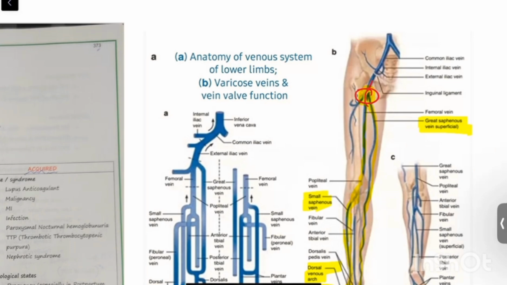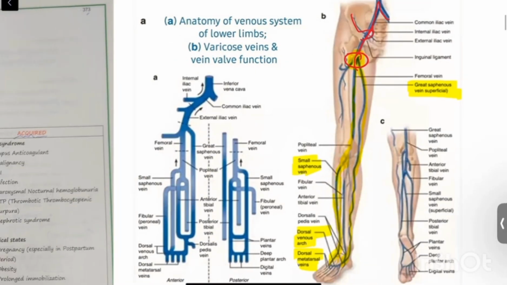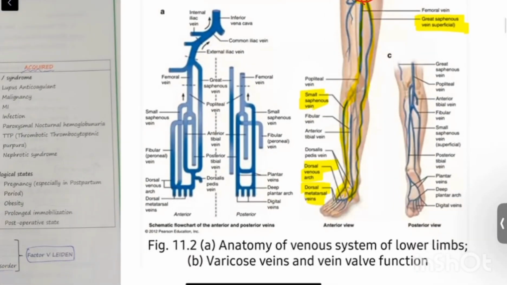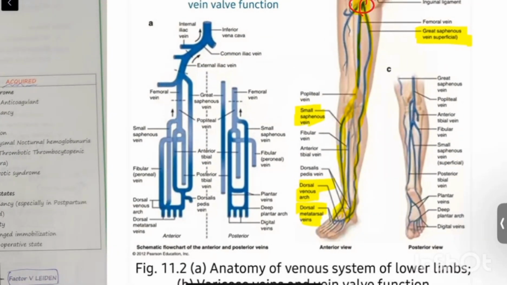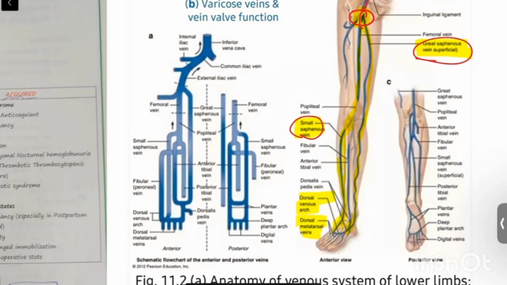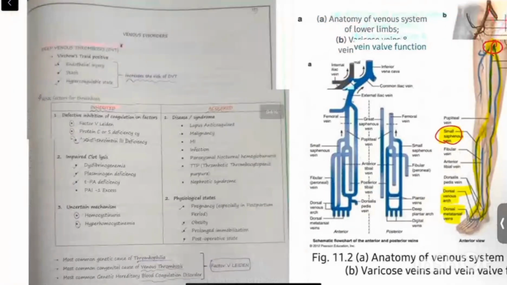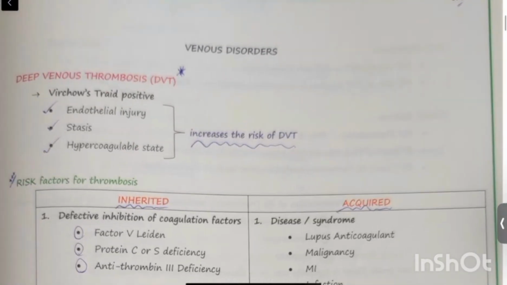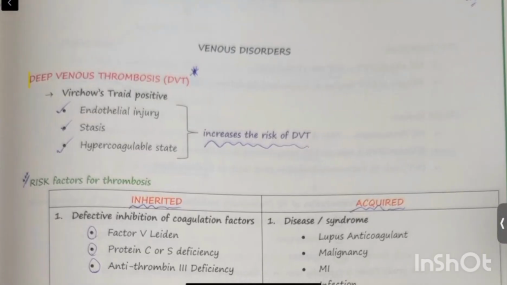From here the femoral vein will continue and give some branches, and then it will join the internal iliac vein, which will in turn join the common iliac vein. So this is the drainage pathway. There are also classifications, like deep femoral veins and superficial femoral veins. The small saphenous vein and great saphenous vein are superficial veins, whereas the femoral vein and popliteal vein are deep veins. Now we are starting with venous disorders of the leg per se, that is deep vein thrombosis.